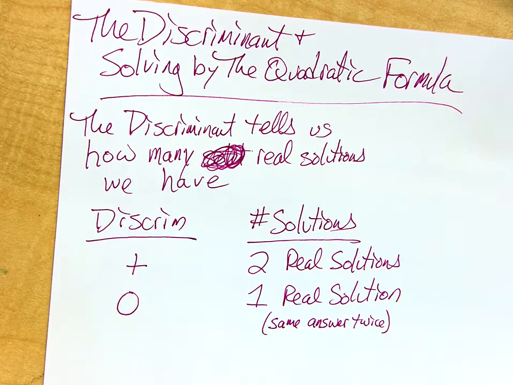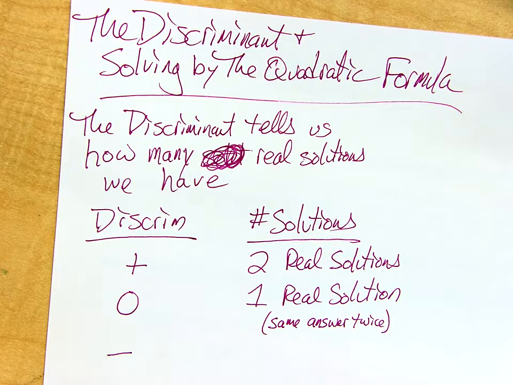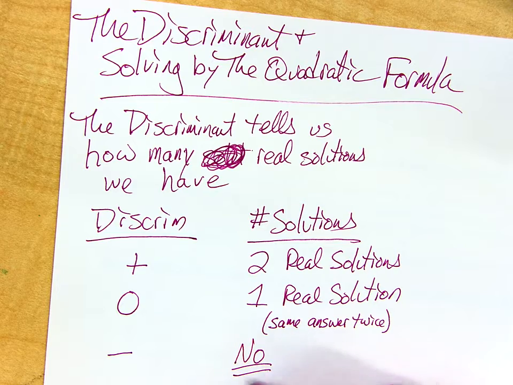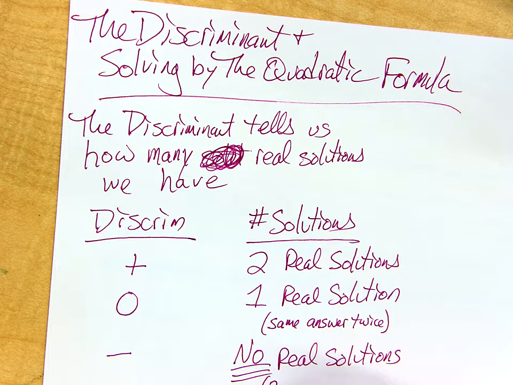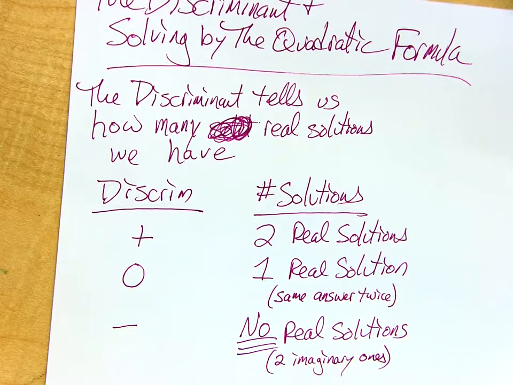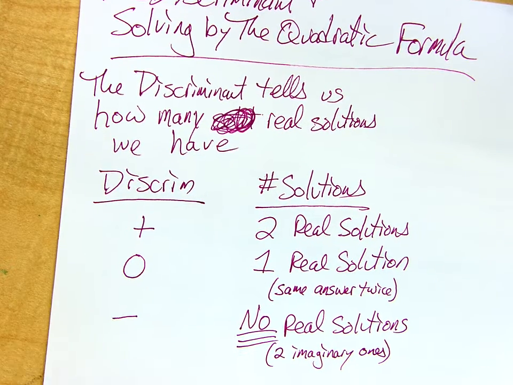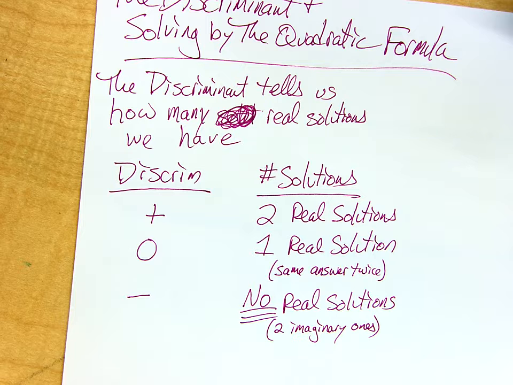And then the only other possibility is if your discriminant was a negative number. If the discriminant is negative, there are no real solutions. And I'll put in parentheses again, there will be two imaginary ones. But again, we're kind of leaving those off for your Algebra 2 teacher to go into detail about the imaginary numbers. So for our purposes, if the discriminant comes up negative, we're just going to say that there is no real solution.